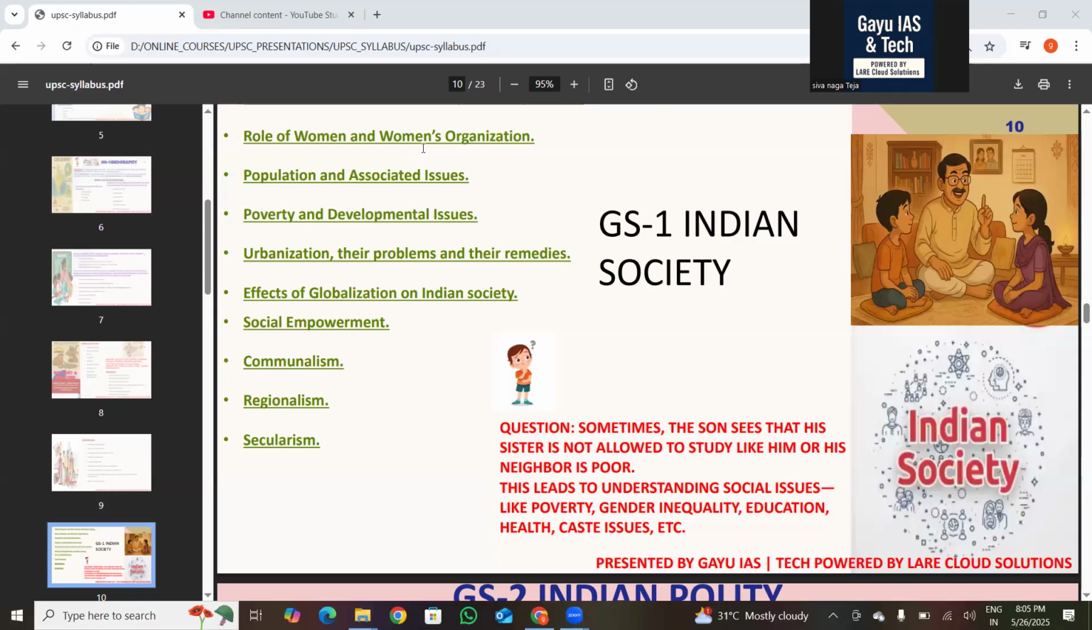UPSC syllabus has demographic trends, youth bulge, aging population. See, Japan's aging population is very important. It is so important. Why? Because India is one of the youngest countries, and Japan is one of the oldest countries. Based on these comparisons, recently India crossed the Japanese economy. Our economy was about 4.7 trillion and Japan's economy was 4.3 trillion. So see how it is possible, even though we have the youngest population and Japan has the oldest population.